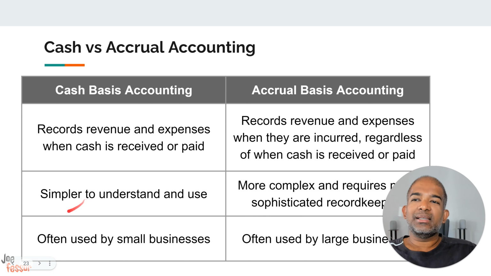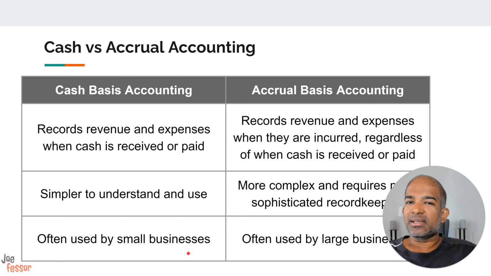Obviously, cash accounting is simpler to understand and use because whenever cash is received or paid, a transaction is being recorded. But accrual accounting is a bit more complex, right? It requires sophisticated procedures to define when revenues or expenses are going to be recorded. Okay, cash-based accounting is often used by small businesses, right?